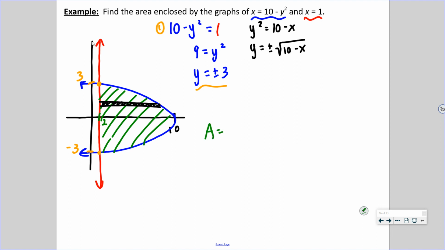All right, so to find this area, we would go from negative 3 to 3. We're doing this with respect to y. Negative 3 to 3. Right minus left. So 10 minus y squared. We're doing it with respect to y, so all your equations should be in terms of y. Minus 1. Right minus left. And this is just the equation x equals 1. I guess that's technically not in terms of y, but you get it. Right minus left. And then this would be dy.